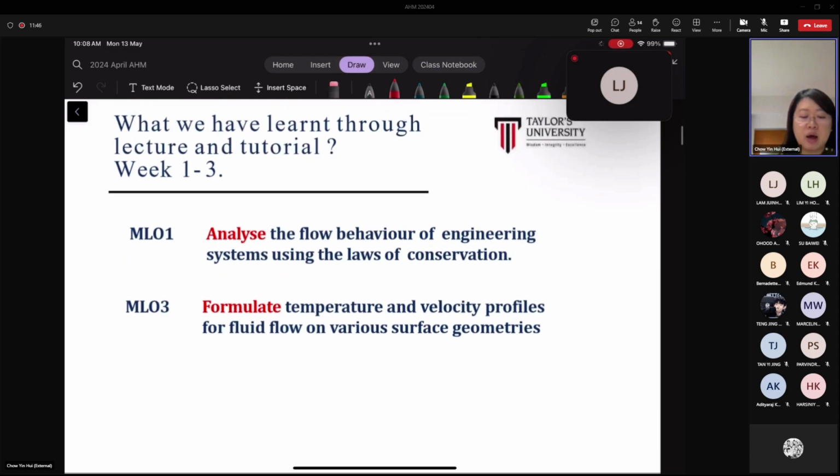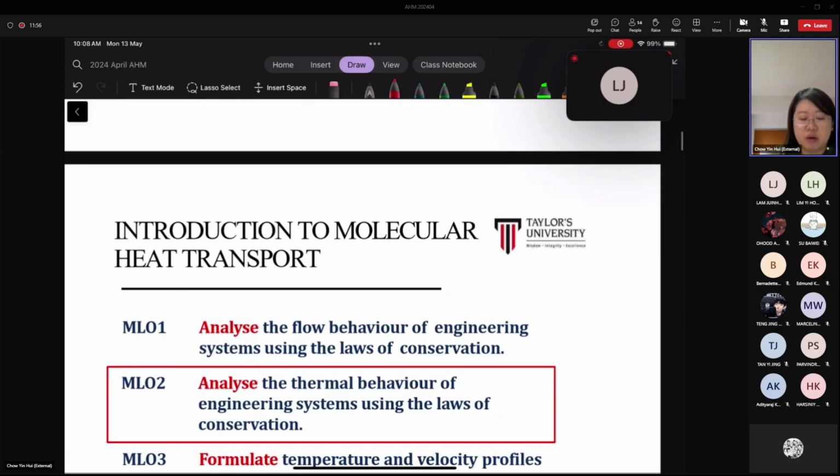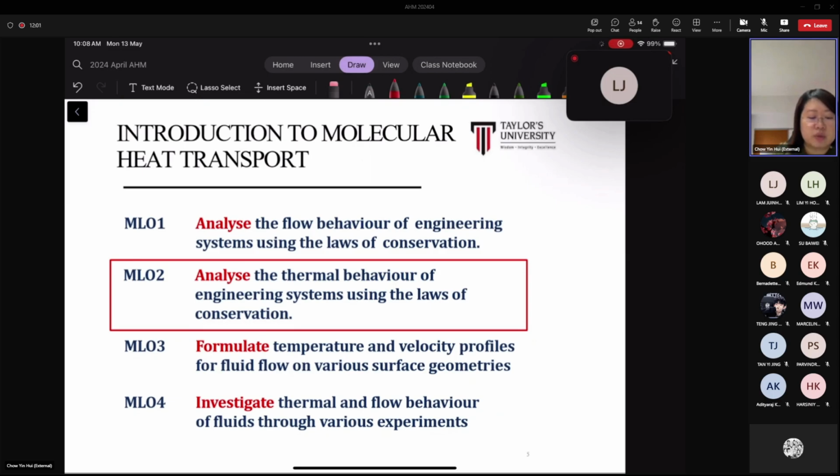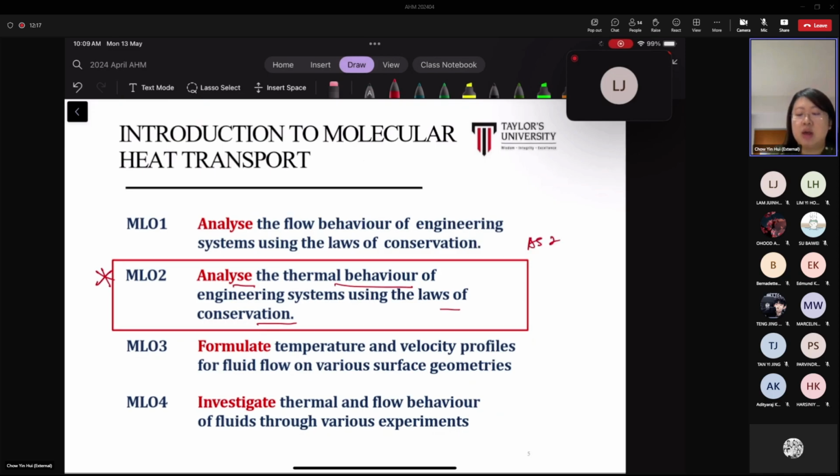From week 1 until week 3, our focus was more on flow behavior and the formulation of velocity profile. This week, our focus will be on the second learning outcome, which is to analyze the thermal behavior of engineering systems using the laws of conservation. If you look at your continuous assessment breakdown, this will appear in your assignment and also your final exam.